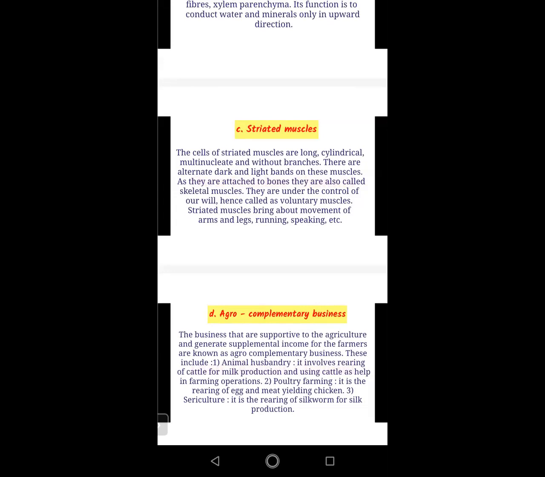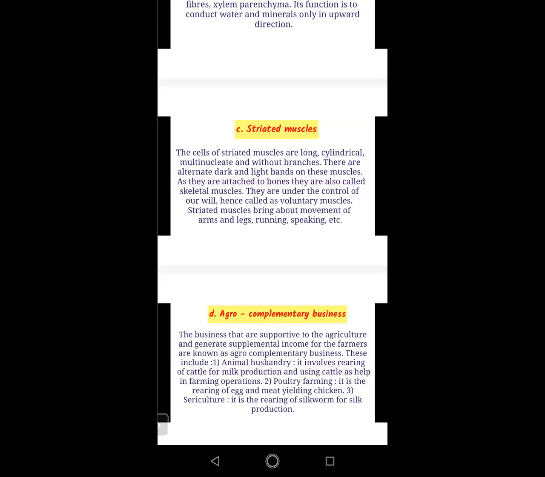There are alternate dark and light bands on these muscles. As you have seen under the microscope, you can see the light bands and dark bands. Okay, as these muscles are attached to bones, they are also called skeletal muscles. They are attached to the bone, that's why they are called skeletal muscles.